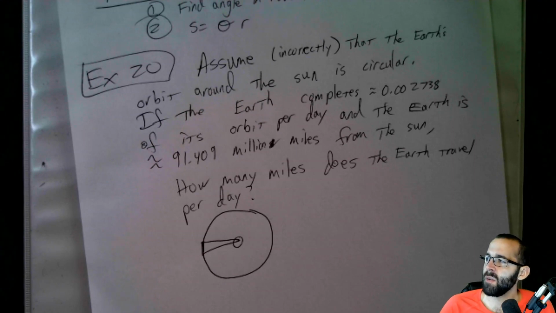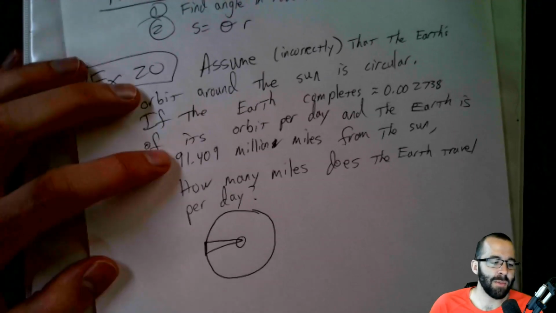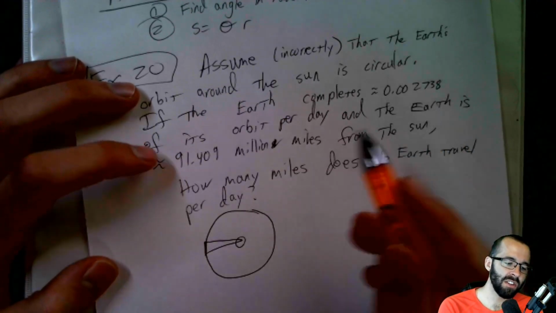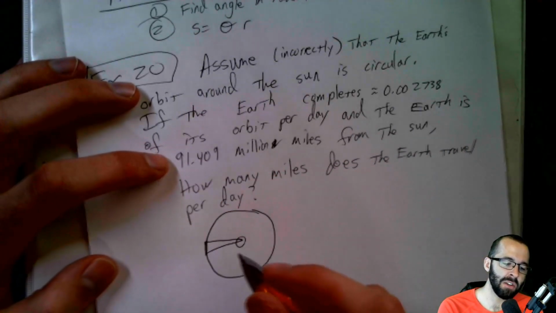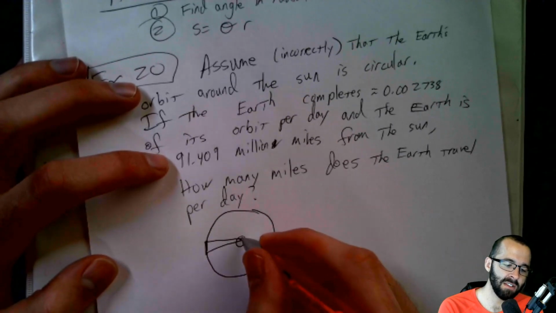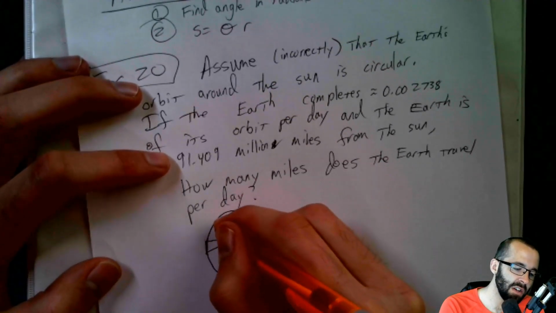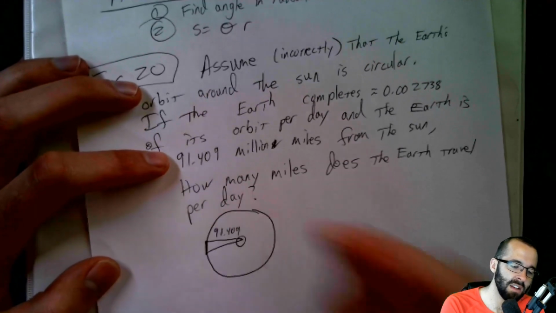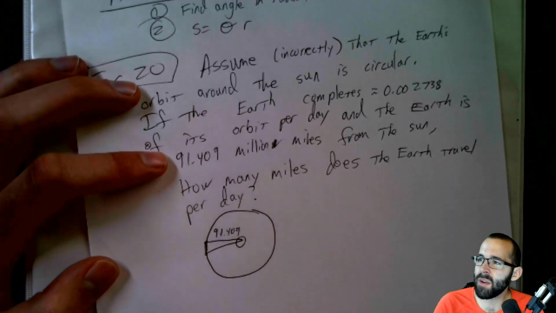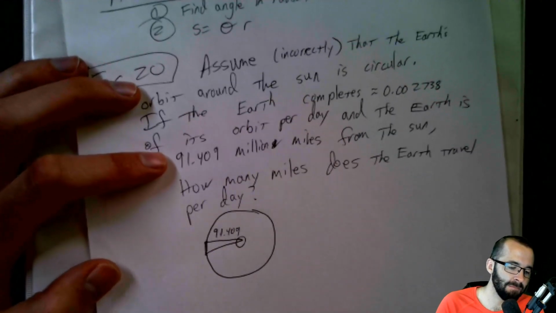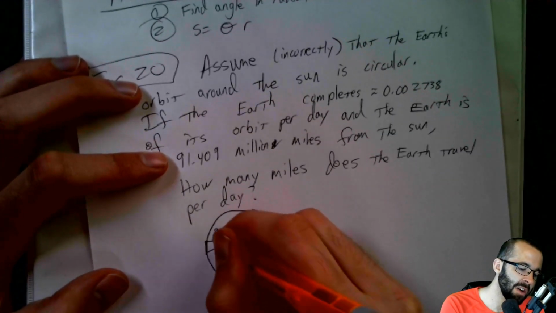Then the other thing you have to do before you start labeling things is be very careful with units. For example, the Earth is 91.409 million miles away from the sun. So Earth is here, it's far away. Earth is still here, same far away. And if you want, you can write 91.409, but it is imperative to remember that this is in the millions of miles.